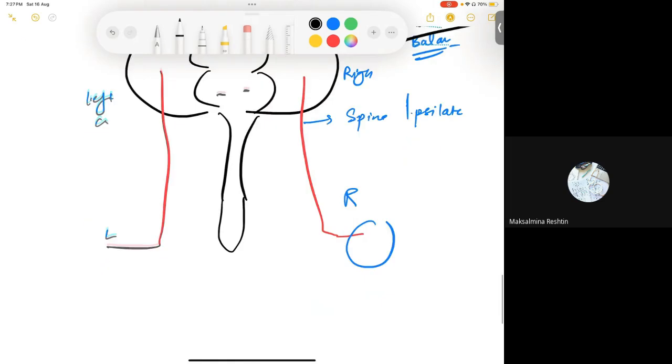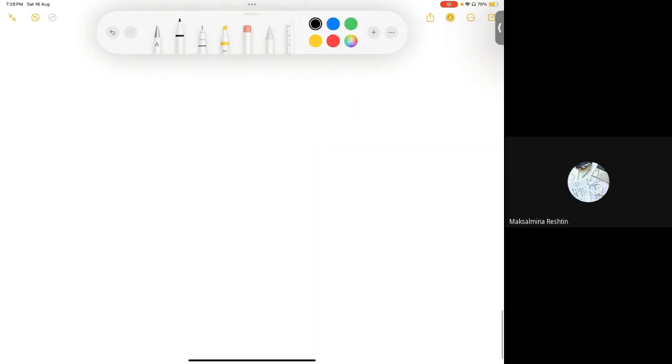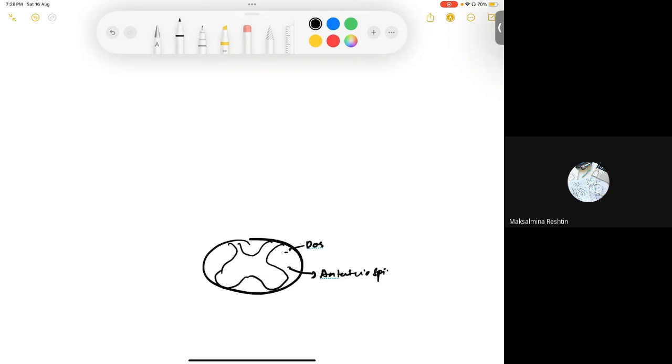Okay, so we have the spinocerebellar pathway. For example, if this is your spinal cord, again you have your anterior horns, your posterior horns, right? In the lateral column, these spinocerebellar pathways are going to be lying. We have two spinocerebellar pathways which are really important, and you have to keep them in mind: the dorsal spinocerebellar and the anterior spinocerebellar. Is it clear? So let's discuss the dorsal first.